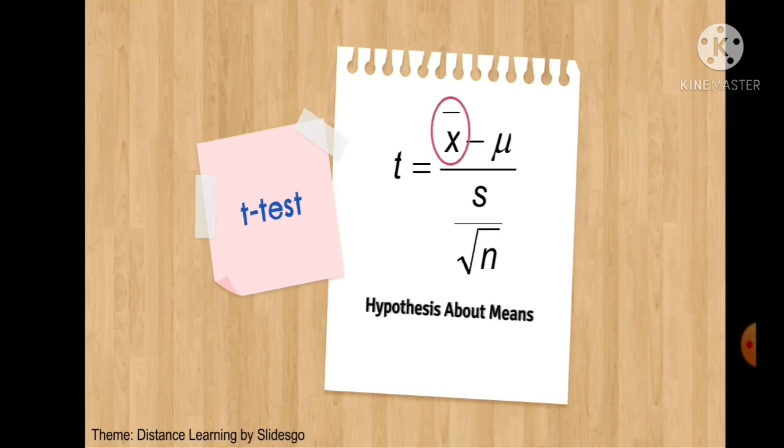X-bar stands for the sample mean. Mu here stands for the population mean. S, on the other hand, stands for the sample standard deviation. And n stands for the sample size, less than 30. Now let us go to the example.